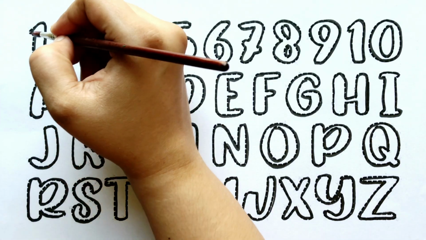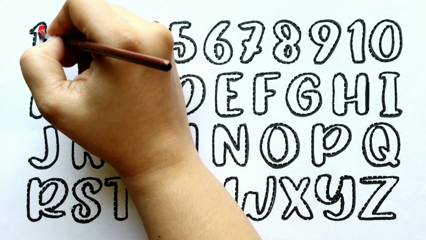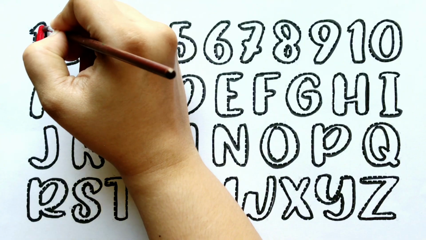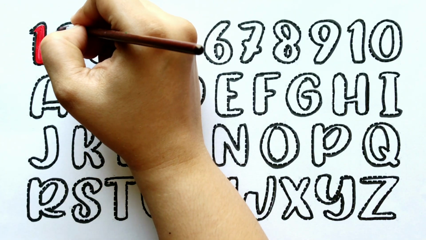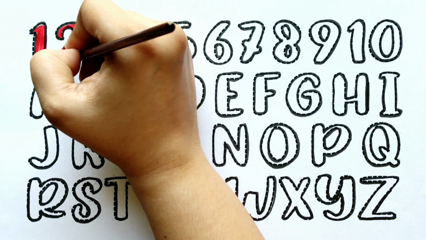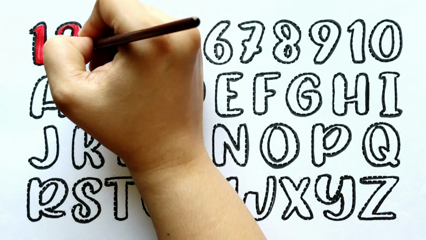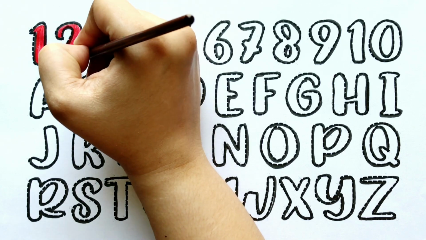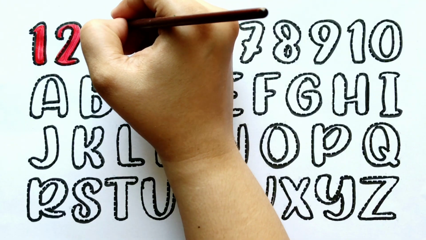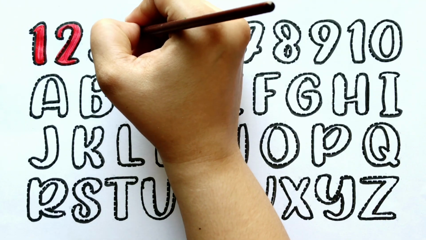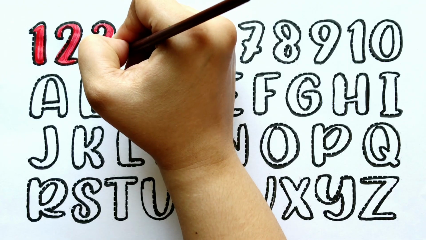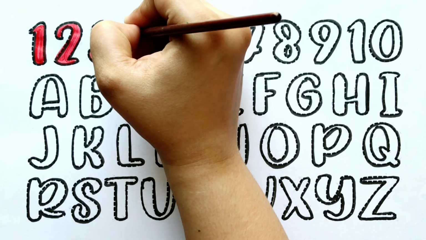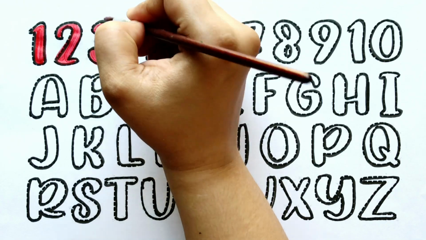Let's paint. Red color. Number 1. A B C. 2. D E F G H I J K L M N O P. Number 3. Q R S T U V W X Y and Z.